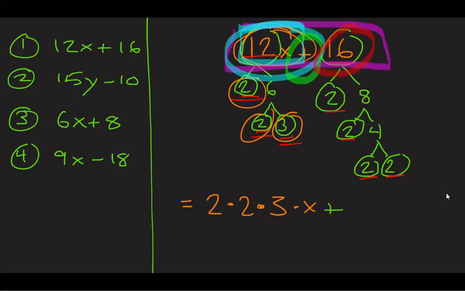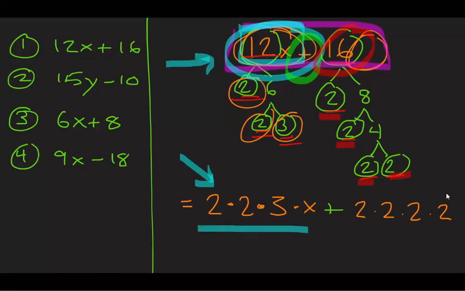So 16 we found out was 2 times 2 times 2 times 2. It's just all the numbers we circled. 2 times 2 times 2 times 2. There's no x here because there was no x up here. This was a 16. So now let's ask ourselves, is this new expression we just created equal to our original one? And it is. 2 times 2 times 3 is 12 times x is 12x. 2 times 2 times 2 times 2 is 16.